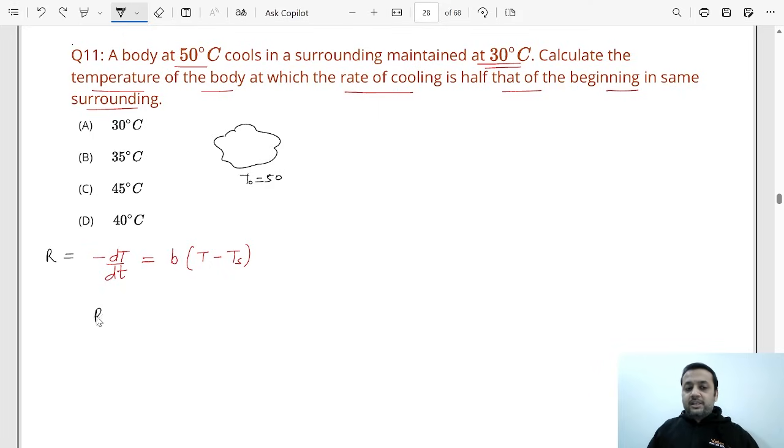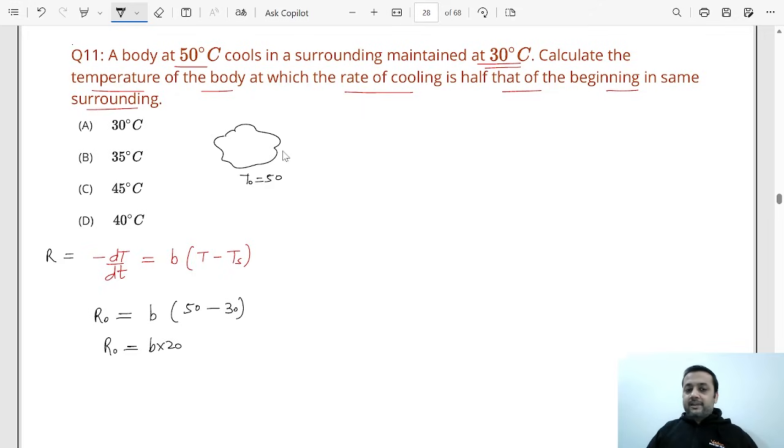Initially this value was R0, and this will be equal to B into the initial temperature of the body, which is 50, minus the surrounding temperature, which is 30. So we can say that the initial rate of cooling was B into 20. B is a cooling constant, which is a constant for a given object. Now, the question is asking at what temperature the rate of cooling will become half of this.